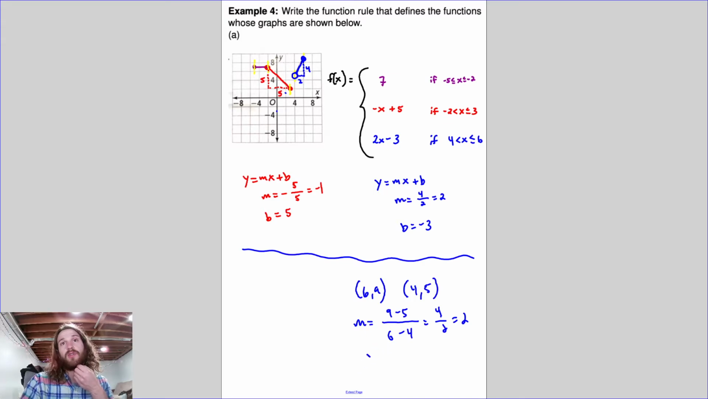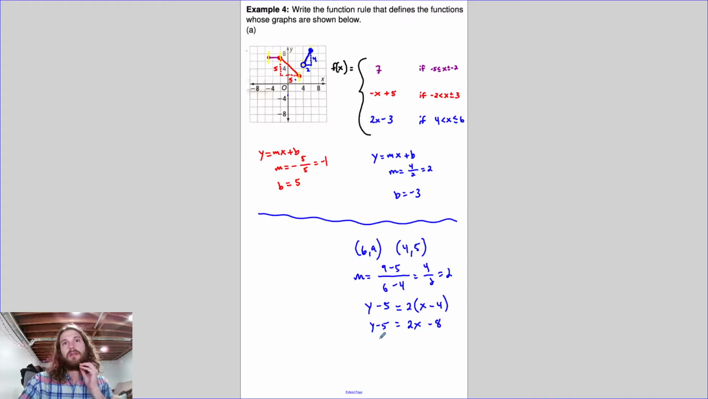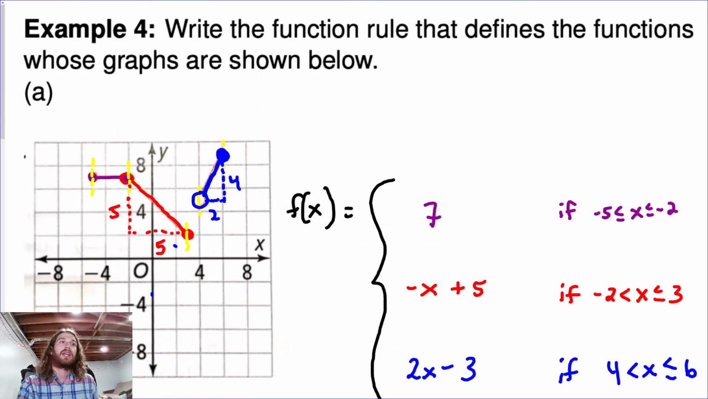We want to write the equation of the line, so throw it into point-slope form. That's y minus y1 equals m times x minus x1. Pick a point, it doesn't matter which point you pick. Using 4 and 5, distribute the 2. y minus 5 equals 2x minus 8. Add 5 to both sides, and look what we get. y equals 2x minus 3. Same thing we got here. Either way works, and you're going to get that same function no matter what you do.